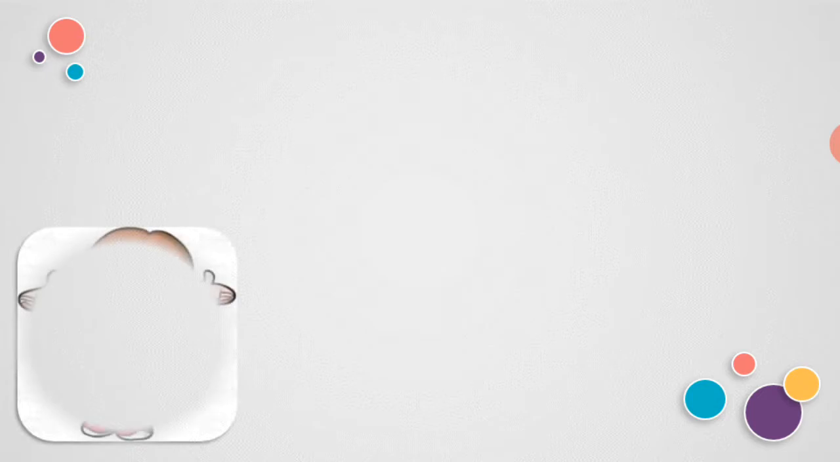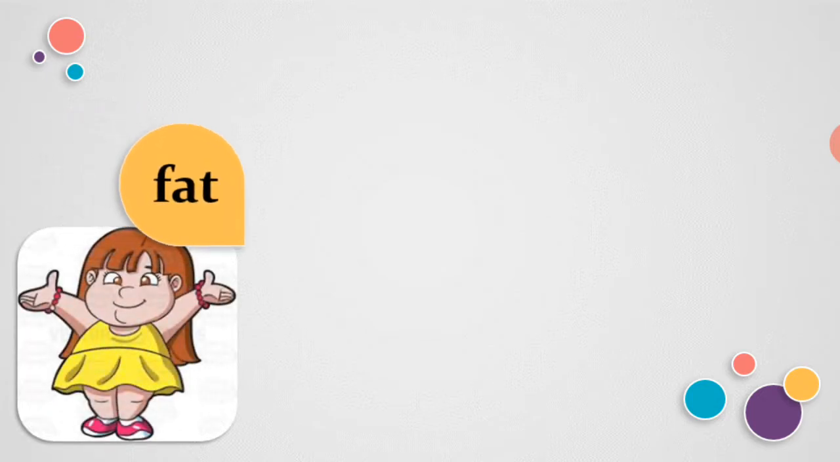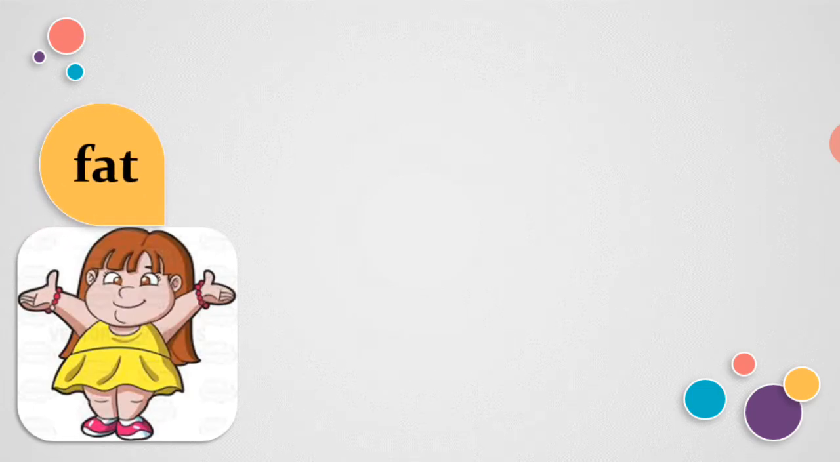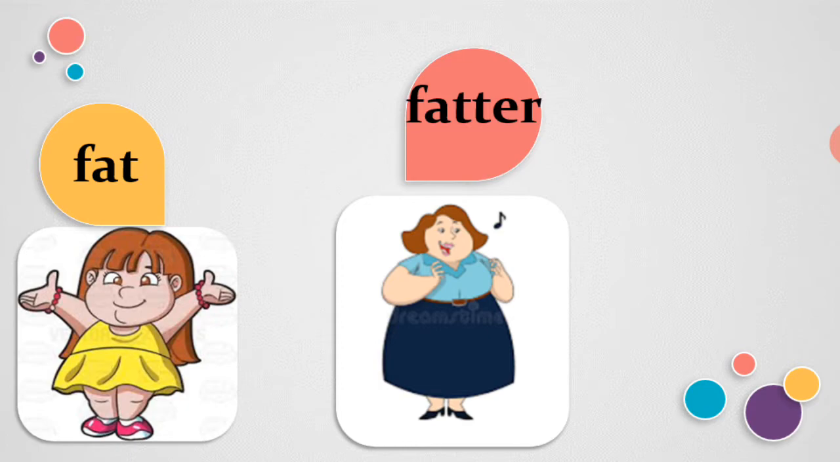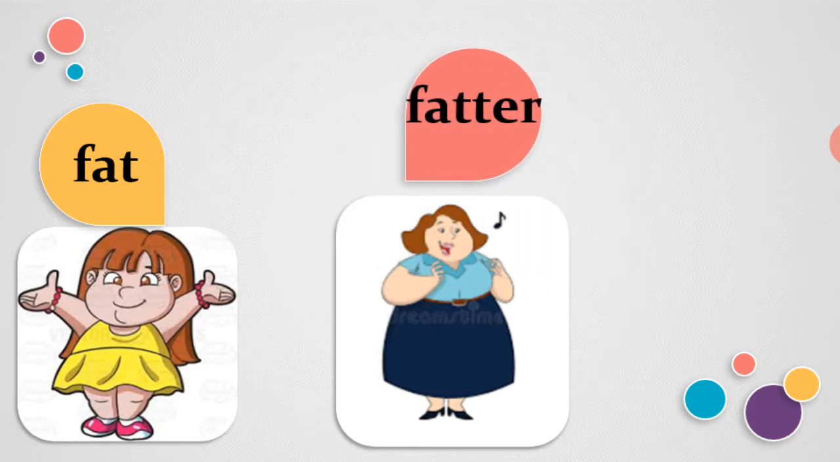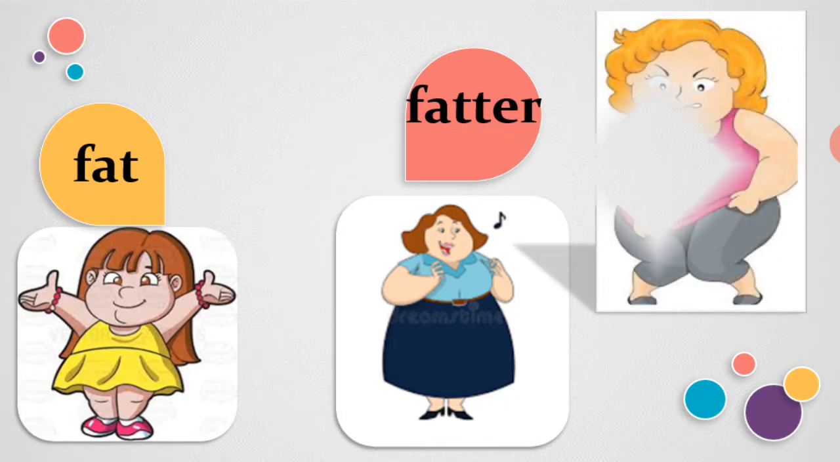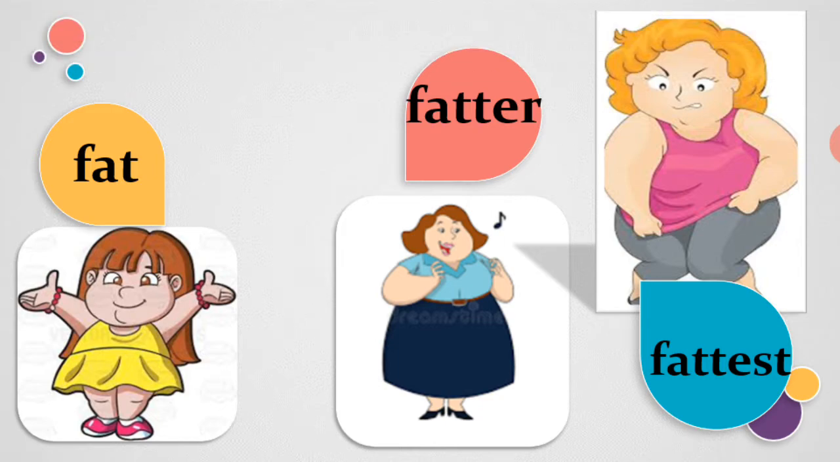In the next one, we have a girl whom I can describe as a fat girl. Now, when I compare it with a lady, I find that this lady is fatter than the first one. However, when I compare with another lady, I can say that this lady is the fattest among the three. So here I have got fat, fatter, fattest.